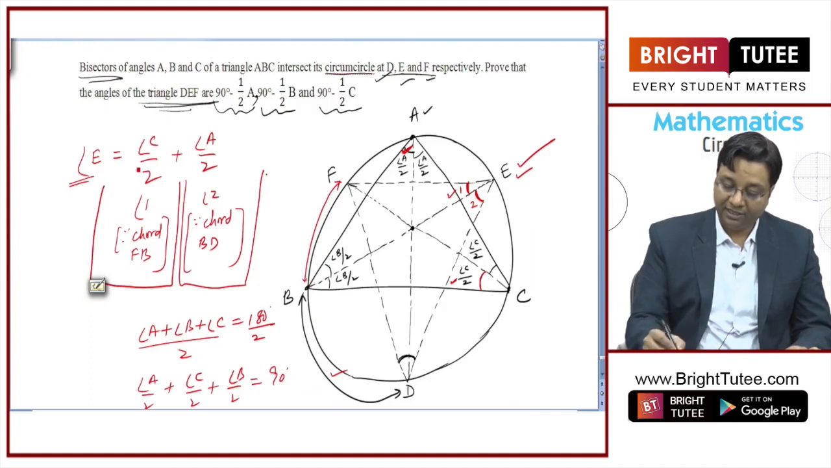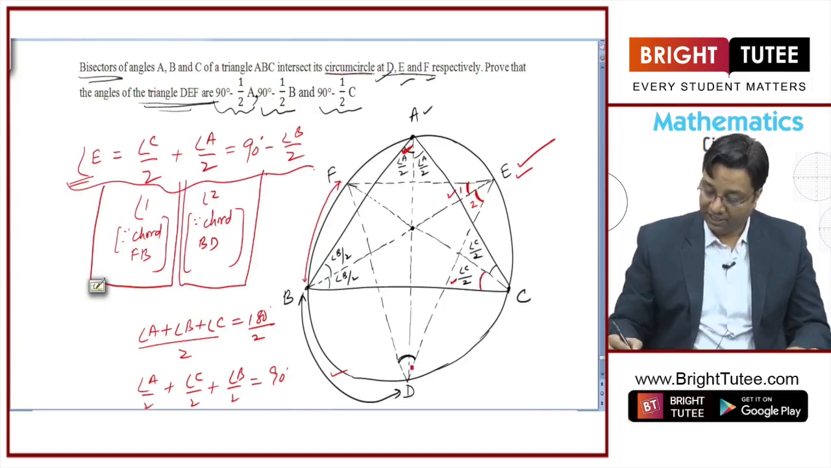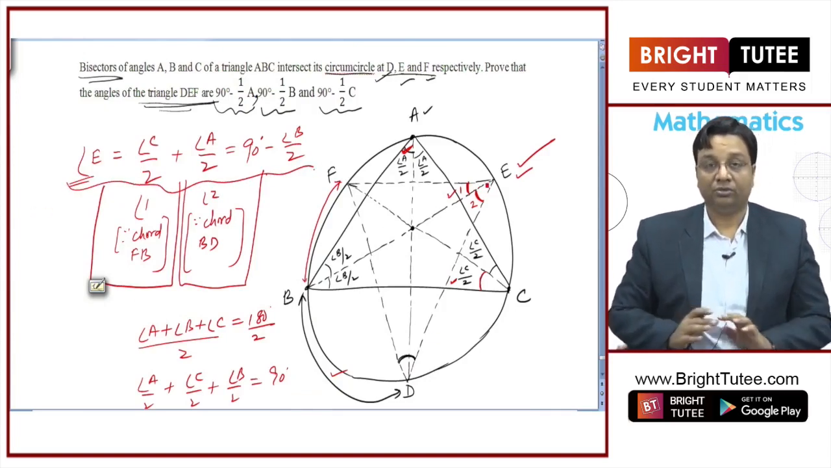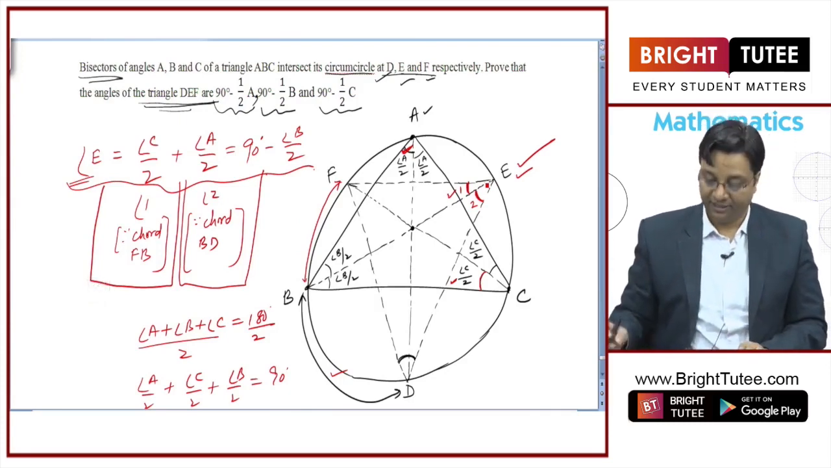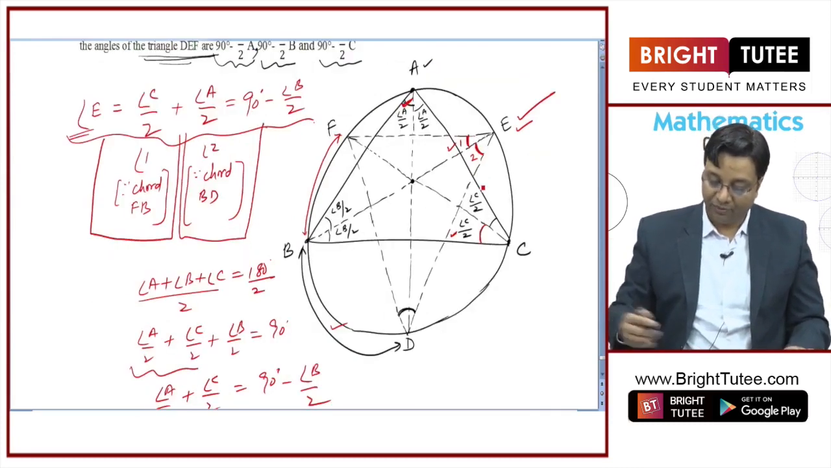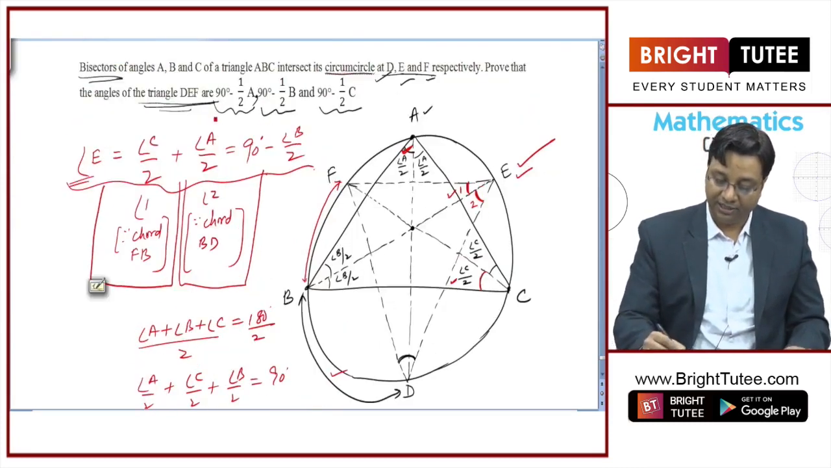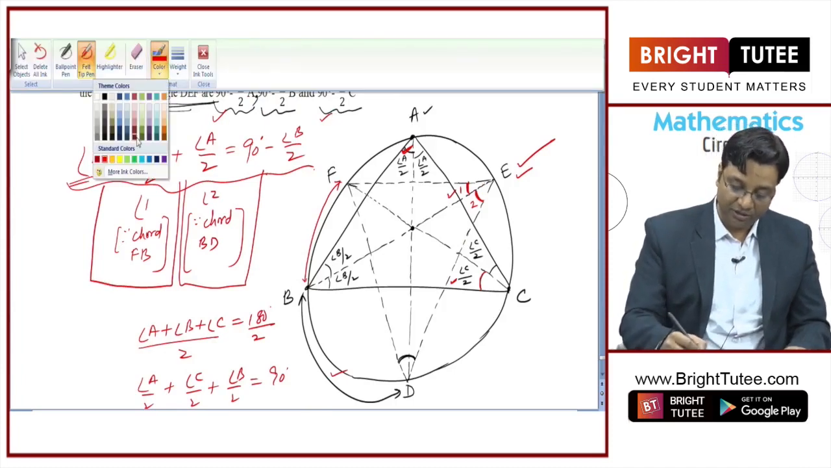So what is angle E? It is equal to 90 minus half of angle B. And this is what I had to prove, that angle E is equal to 90 minus half of angle B, right. This is the first thing that I have proved. Similarly, I can prove other angles to be 90 minus half of A, 90 minus half of C. Let me change the color and do this for you.